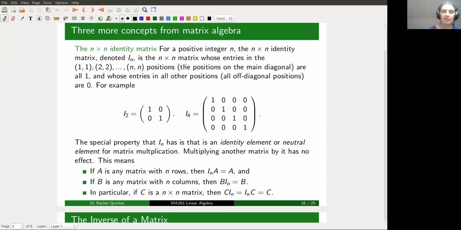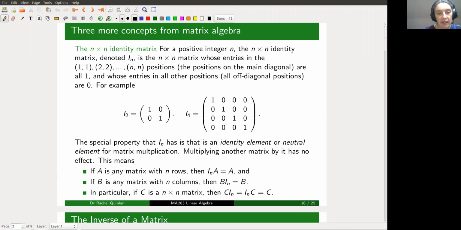So I_n is the n by n matrix whose entries in the 1,1, 2,2 positions, which are referred to as the positions on the main diagonal from the upper left down to the lower right, are all 1, and all the entries in all other positions are 0. For example, there's the 2 by 2 identity matrix and the 4 by 4 identity matrix. And what makes this matrix special is that it has the so-called neutral property or identity property for matrix multiplication. Multiplying another matrix by it has no effect.